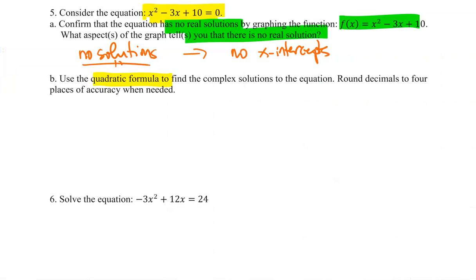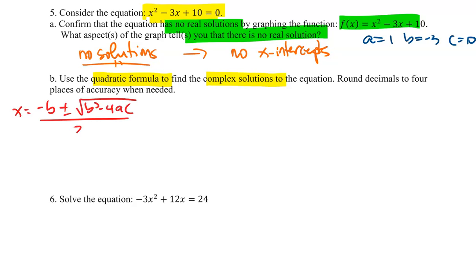Now let's use the quadratic formula to find the complex solutions to the equation, and round decimals to 4 places of accuracy when needed. So given this equation, identify a, b, and c. a is 1, b is -3, and c is equal to 10. So again, the quadratic formula: negative b plus or minus the square root of b squared minus 4ac, all over 2a. So let's substitute a, b, and c.